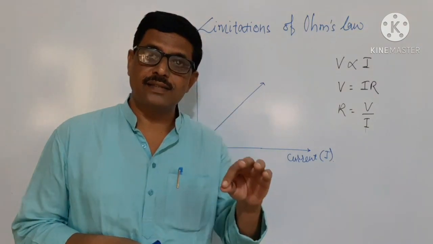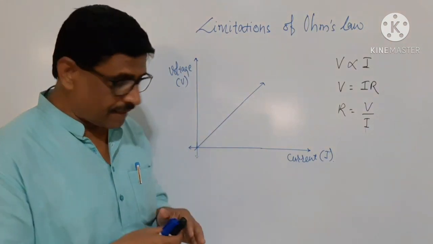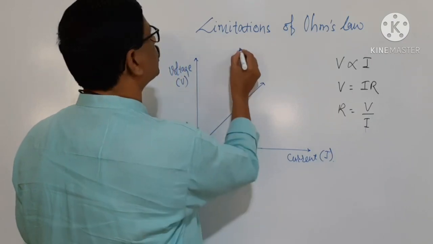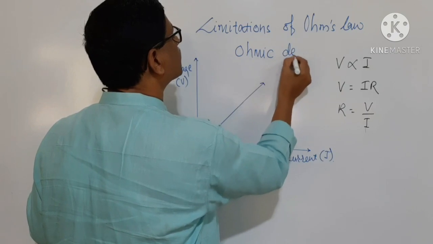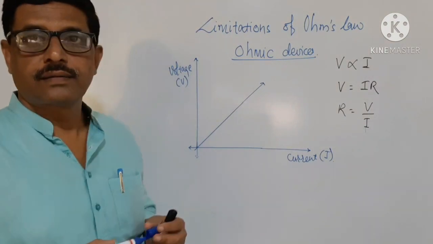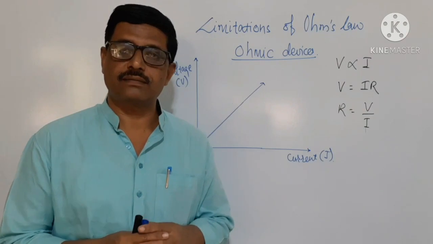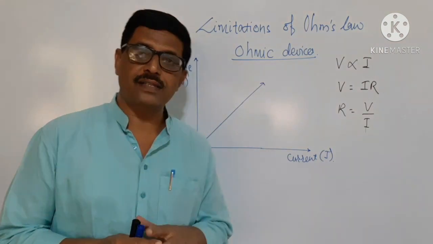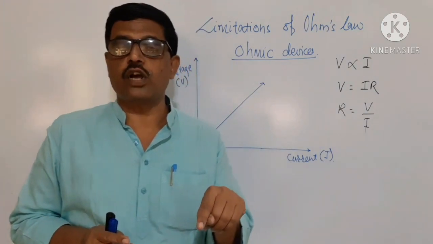अशी डिव्हाइसेस जी ओहम्स लॉ पूर्णपणे ओबे करतात त्यांना आपण ओहमिक रेजिस्टन्सेस असं म्हणत असतो. ओहमिक डिव्हाइसेस. Metals are the good conductor of electricity. They are ohmic. Ohmic devices are the devices which obeys Ohm's law completely.